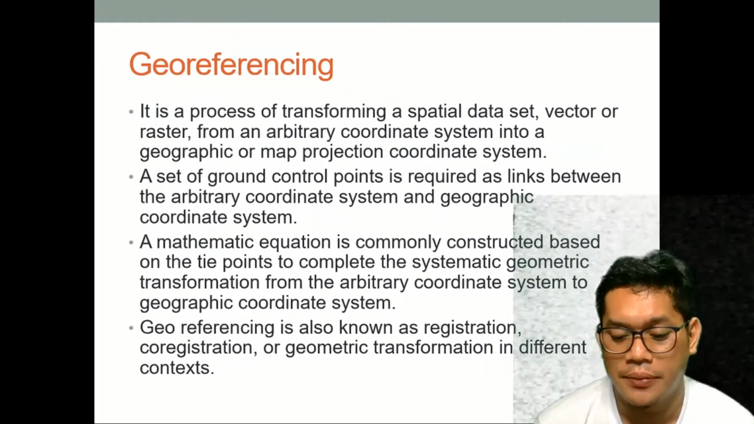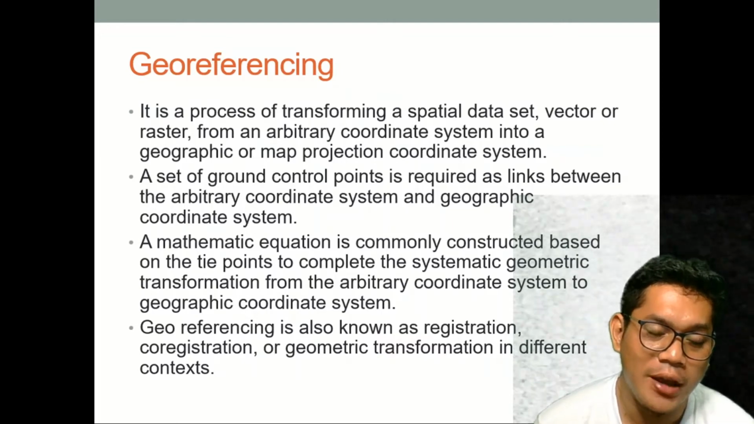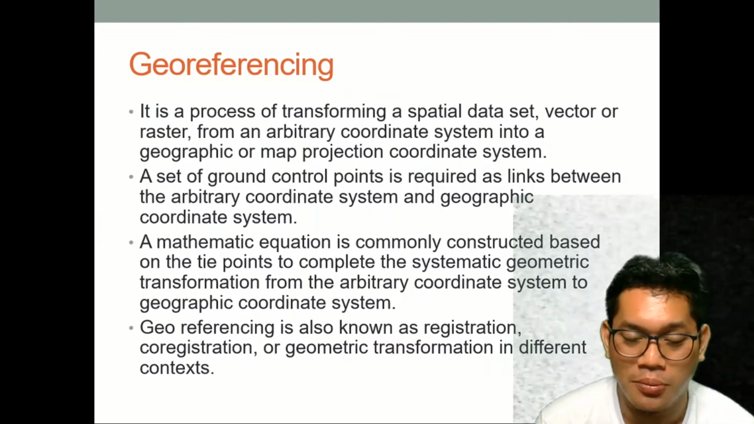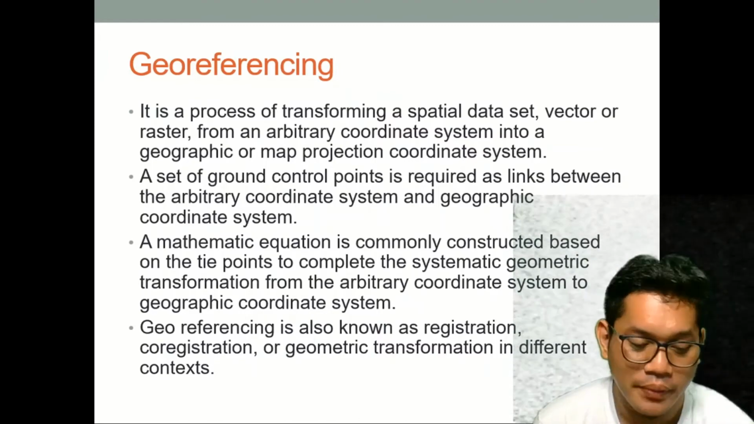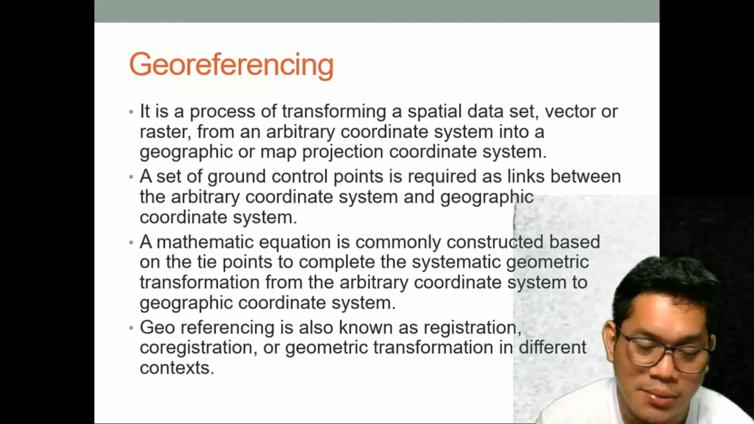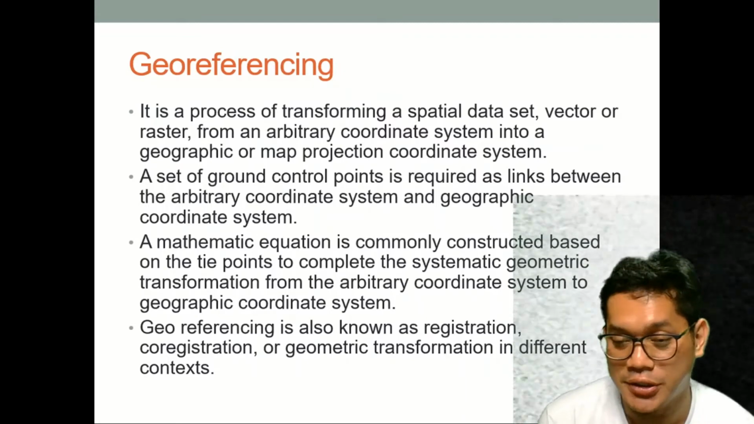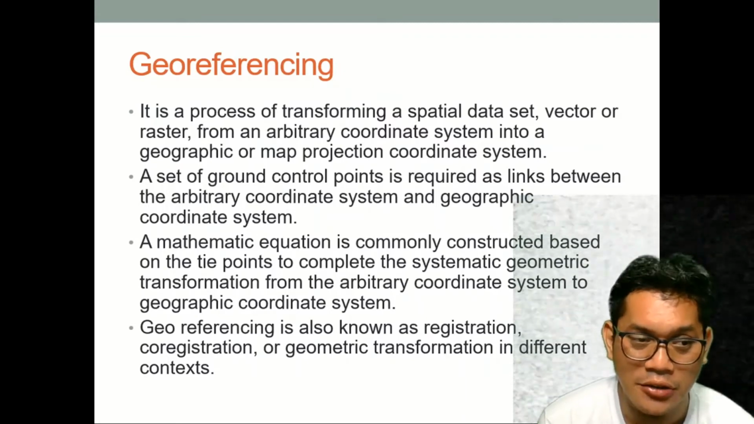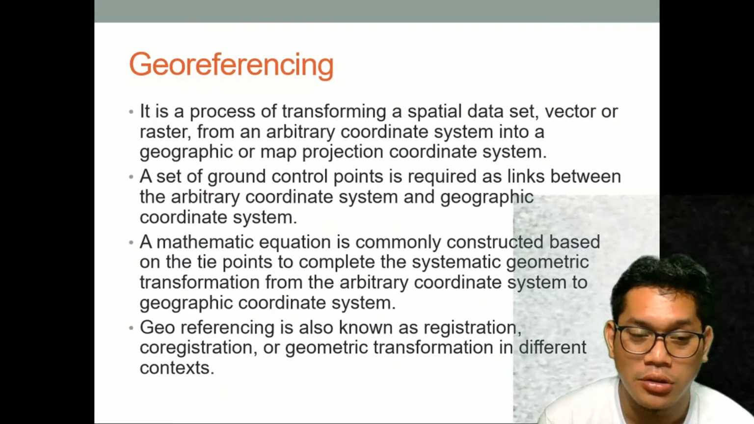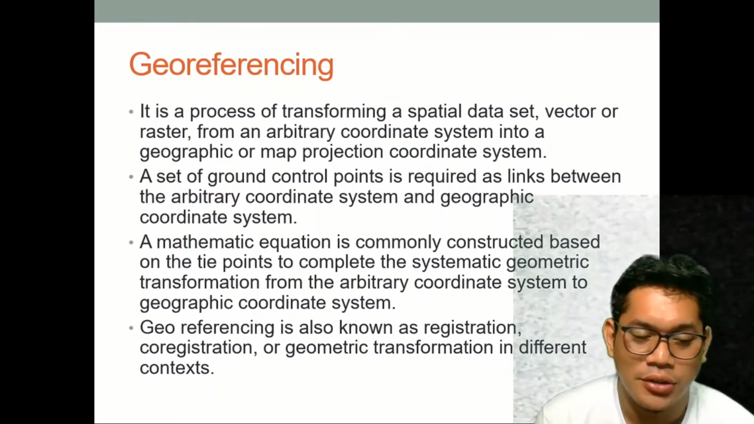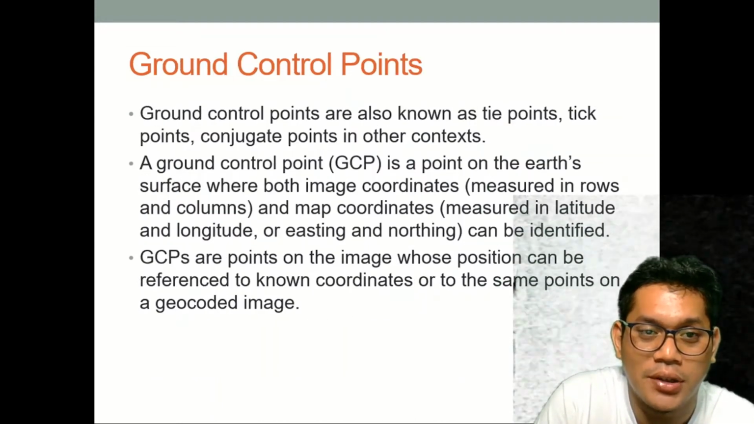During the process, it's not that we are just pulling a string from A to B. No, it's quite complicated, where the computer calculates based on the root mean square error. All the X, Y, and Z movement from the georeferencing will be calculated to determine its accuracy. The higher the accuracy, the better, but it's more tedious. Lower accuracy, no need to be so strict. Georeferencing is also known as registration, co-registration, or geometric transformation in different contexts.